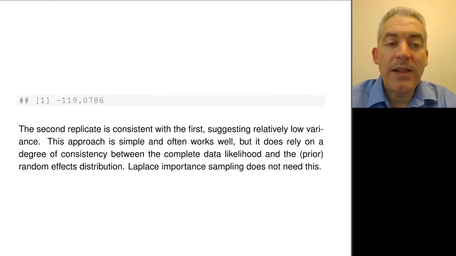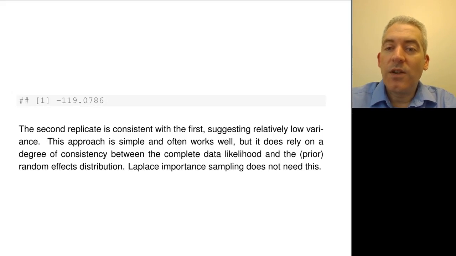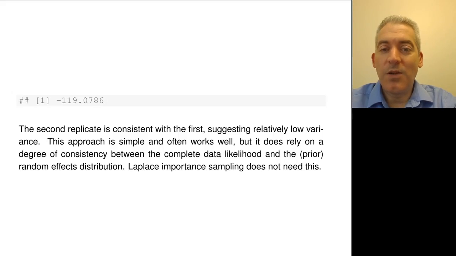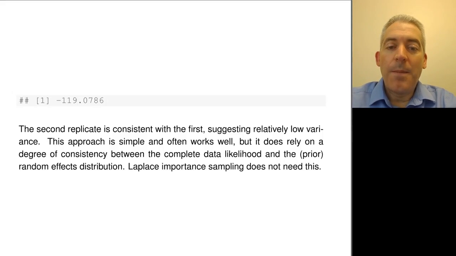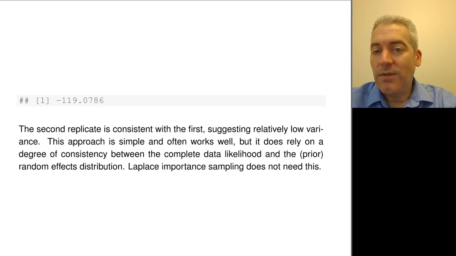Yeah, so when we evaluate it again, we get a very similar answer. So that second replicate is pretty consistent with the first. Again, this suggests low variance. You can investigate this more thoroughly, obviously. So this is nice and often works well, but not always. So in some sense, if you're not sure, you might be a bit worried about it. It will probably show up in the variance of your estimator if there was a problem with it. So if you investigated it, you'd probably find if there was a problem.